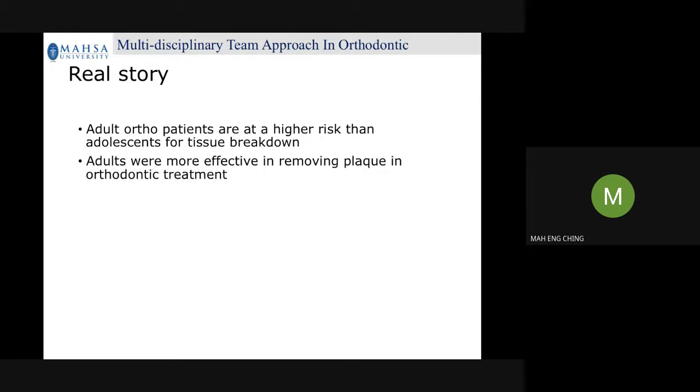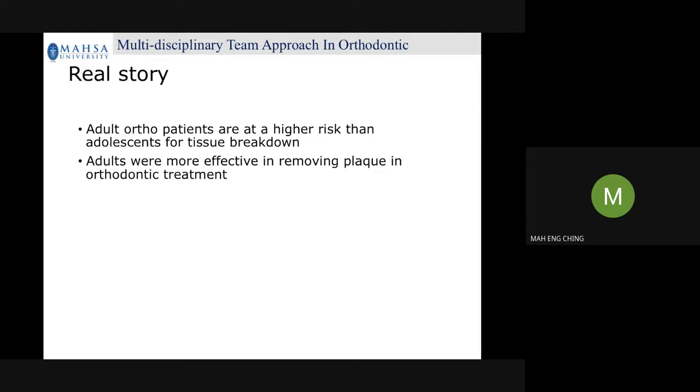Adult ortho patients are at a higher risk than adolescents for tissue breakdown. Generally, we're thinking about adults and adolescents, which means the teenagers. If we do braces on these two groups of patients, usually the adult patient will have a higher risk for tissue breakdown or periodontal support breakdown compared to the teenagers, who are younger.